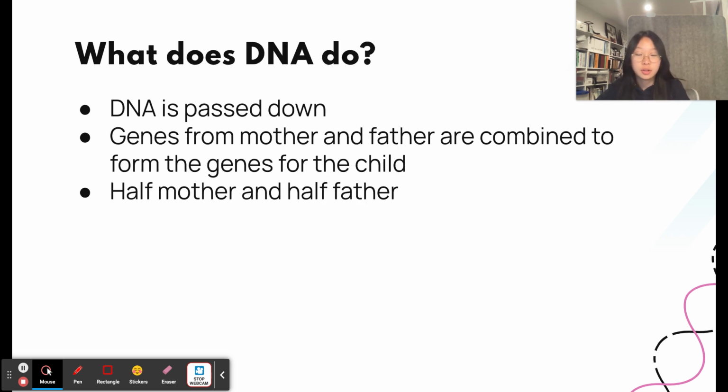As I mentioned earlier, DNA is hereditary, so DNA is passed down from generation to generation, and genes from the mother and the father are combined to form genes for their offspring, half from the mother and half from the father.